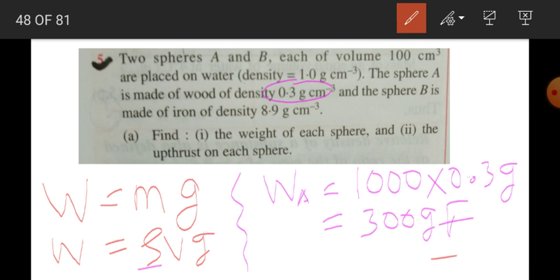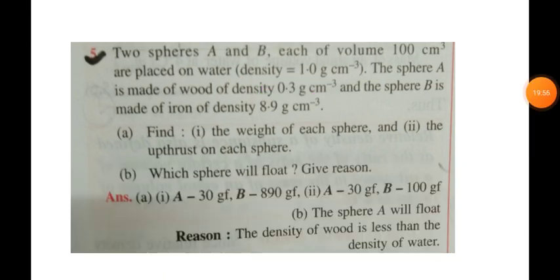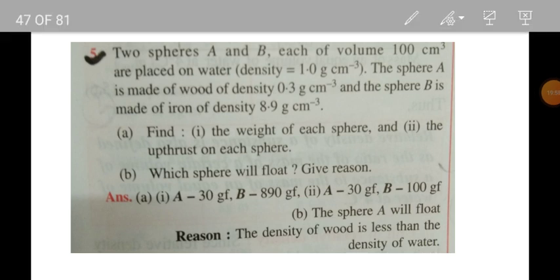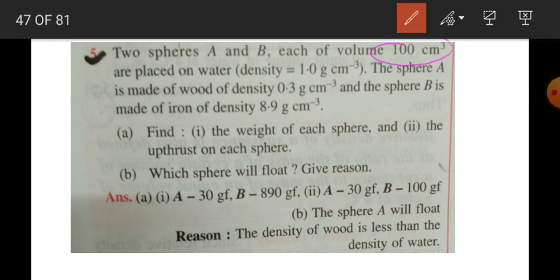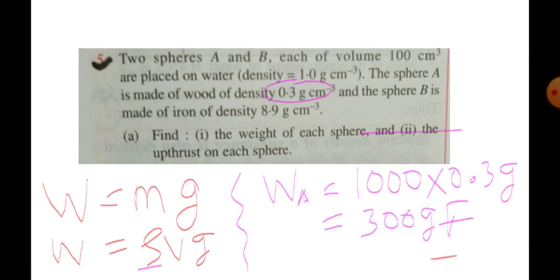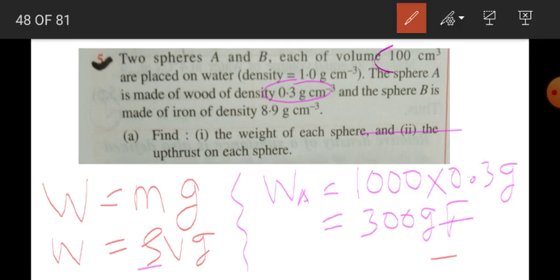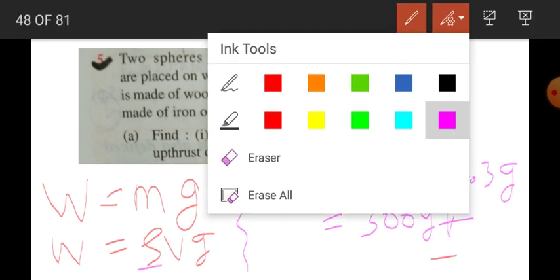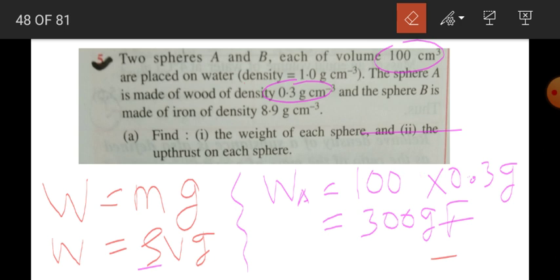Let's check the answer. Yeah, oh dear, ओ डियर, वॉल्यूम 100 है, मैंने 1000 लिया है, वॉल्यूम इज़ 100. आई पुट 1000, तो एक ज़ीरो कम कर देते हैं, एक ज़ीरो कैंसिल, सो मेरा आंसर कितना हो जाएगा, 30 ग्राम फोर्स हो जाएगा. ठीक है, तो मैंने यहाँ पे एक मिस्टेक किया, 100 है, मैंने 1000 ले लिया, चलो ठीक है कोई बात नहीं. तो मेरा वेट आ गया स्फीयर ए के लिए.